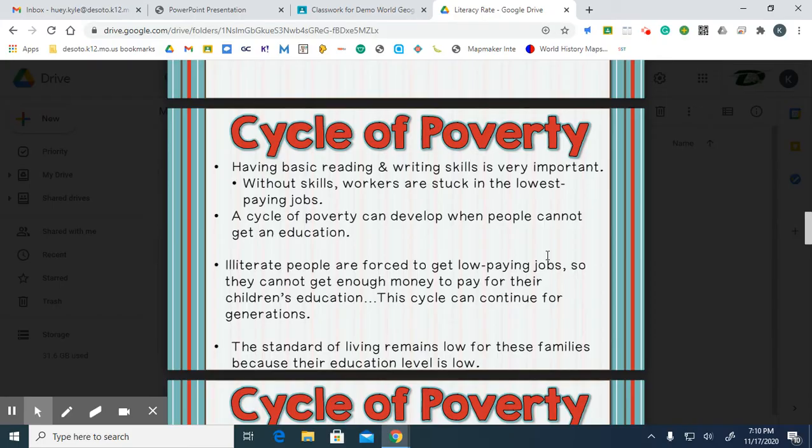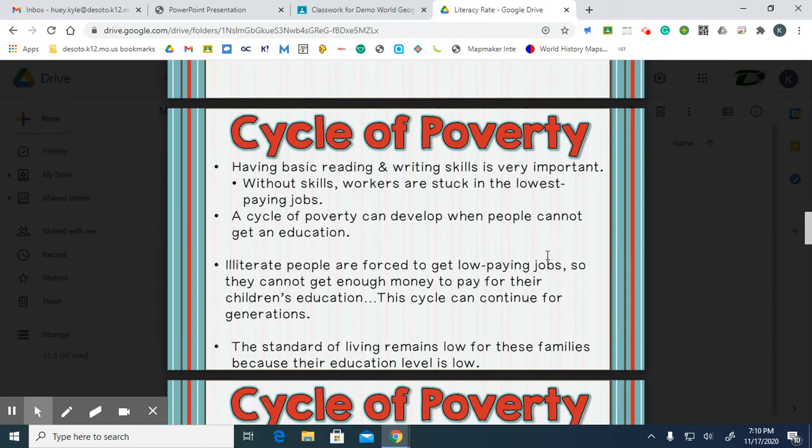Illiterate people are forced to get low paying jobs so they cannot get enough money to pay for their children's education. This cycle can continue for generations. The standard of living remains low for these families because their education level is low. So it is proven statistically that your education directly impacts your standard of living. Okay, if you have a household that does not take education seriously, and you do not take your education seriously, and you do not get your degree, or you do not learn how to read and write well, then the chances of your standard of living increasing when you're an adult are very low. Generally, it's going to stay at that same low level.